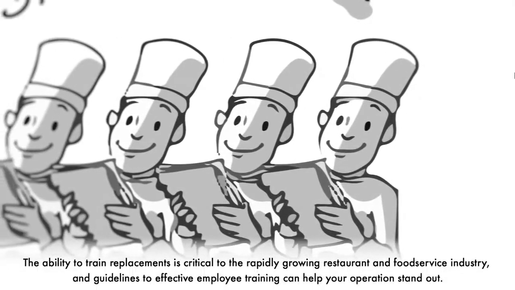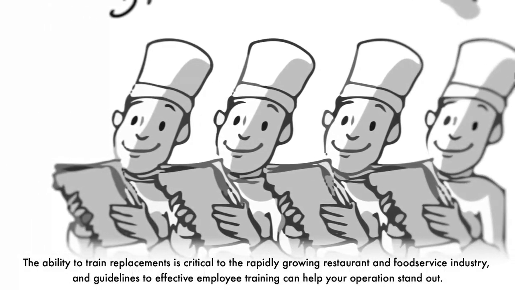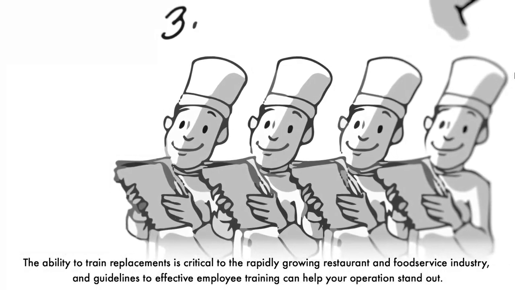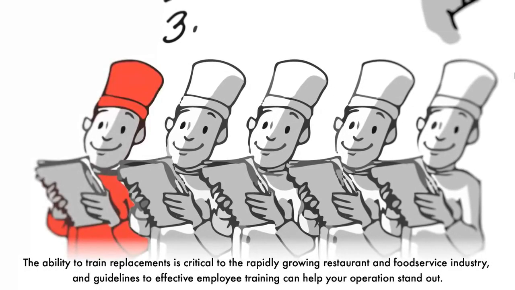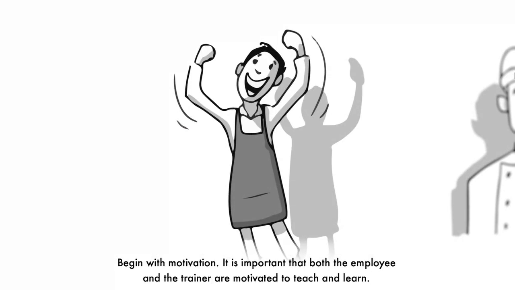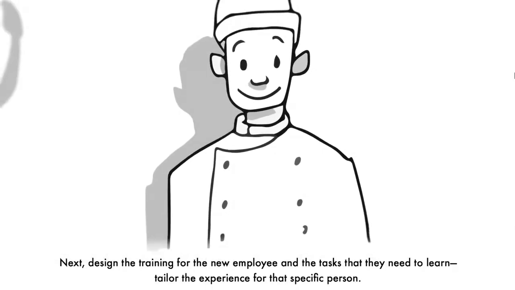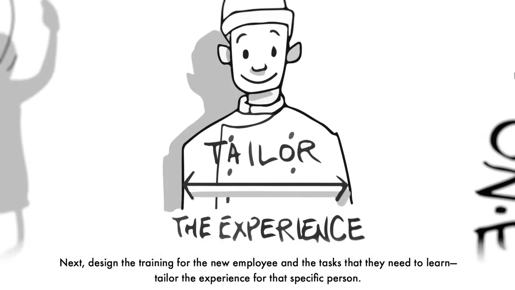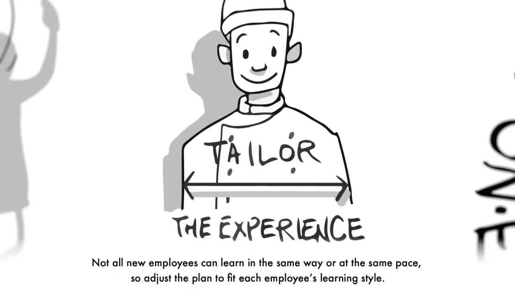The ability to train replacements is critical to the rapidly growing restaurant and food service industry, and guidelines to effective employee training can help your operation stand out. Begin with motivation. It is important that both the employee and the trainer are motivated to teach and learn. Next, design the training for the new employee and the tasks that they need to learn. Tailor the experience for that specific person. Not all new employees can learn in the same way or at the same pace, so adjust the plan to fit each employee's learning style.